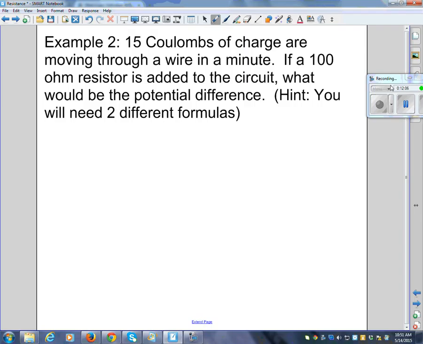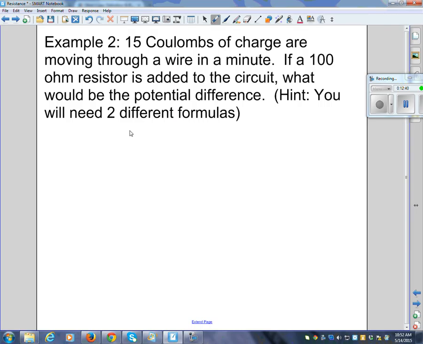Okay. Here's the last example. This is the hardest one you're going to see. Last one, and then I'm going to give you some time to work. You need to watch carefully and think. Here we go. 15 coulombs of charge are moving through a wire in a minute. If a 100 ohm resistor is added to the circuit, what would be the potential difference? And the hint is you're going to need two different formulas.